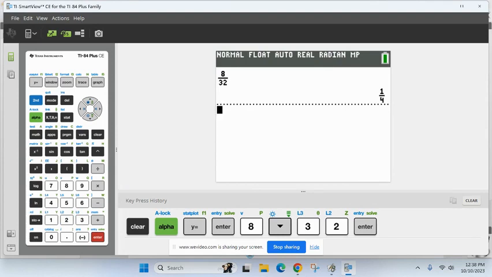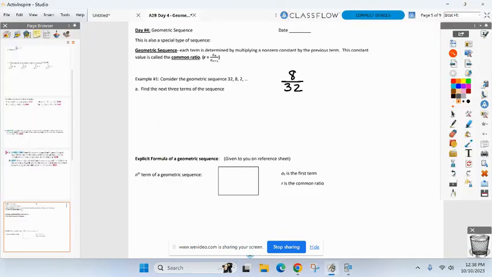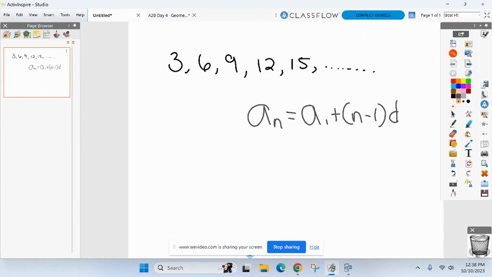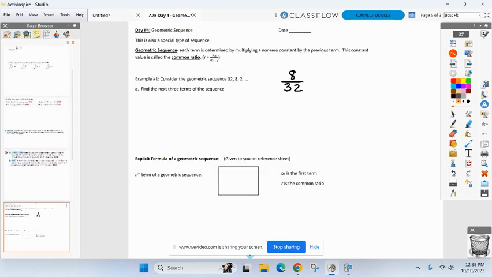Now, let's throw a name to that. If you remember, I'm adding 3 to this arithmetic one, the one I showed you. What do I call that, by the way, what I add? Common difference. What you multiply by is called a common ratio, and that's an R value. D was common difference. Common ratio is what I multiply by, and that's an R value.